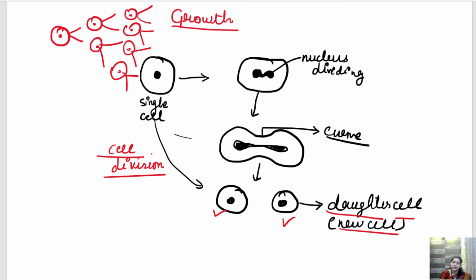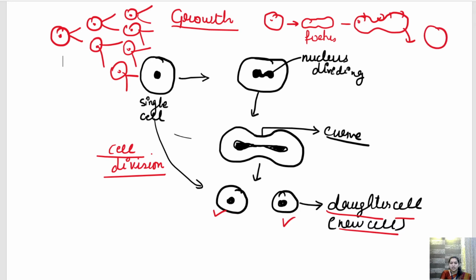So what was it earlier? We were a single cell. Then we grew into a fetus. Alright. This is a fetus. Then to a baby. Then to a complete young one. Getting it? So why are we growing like this? This is because of growth and cell division. So this development is taking place because of growth and cell division. Okay. So this is the concept behind growth and cell division.